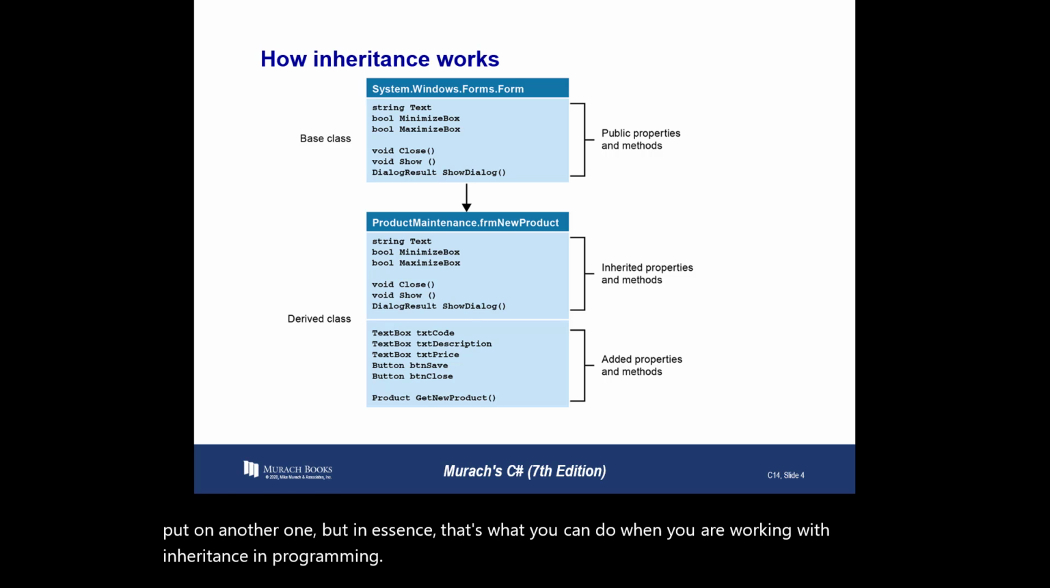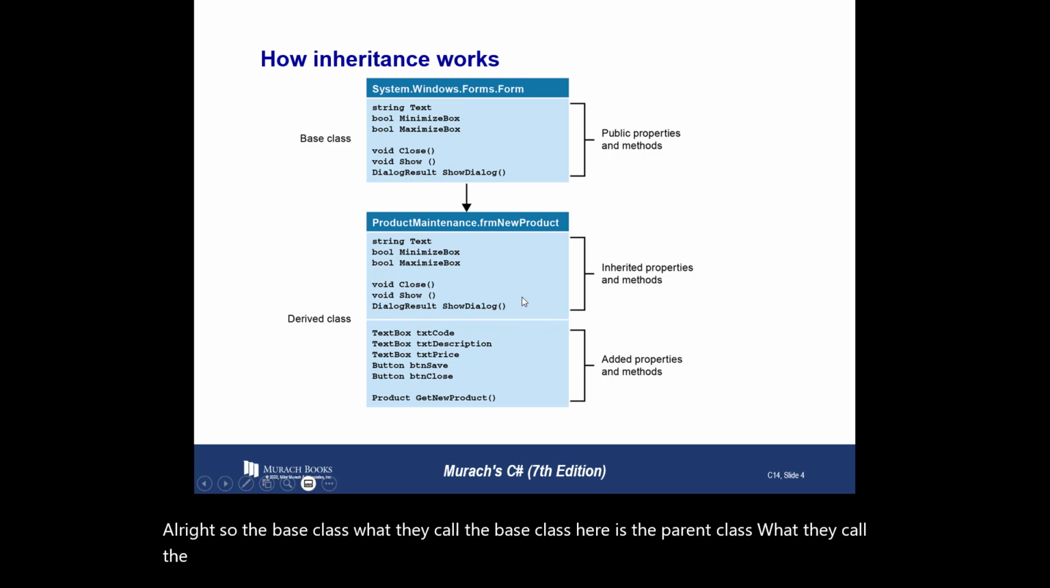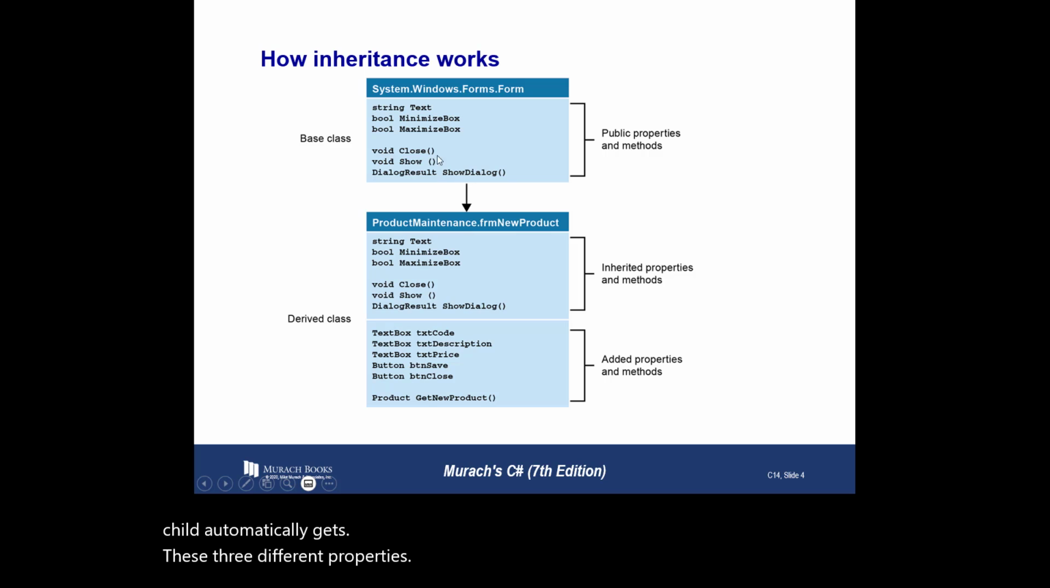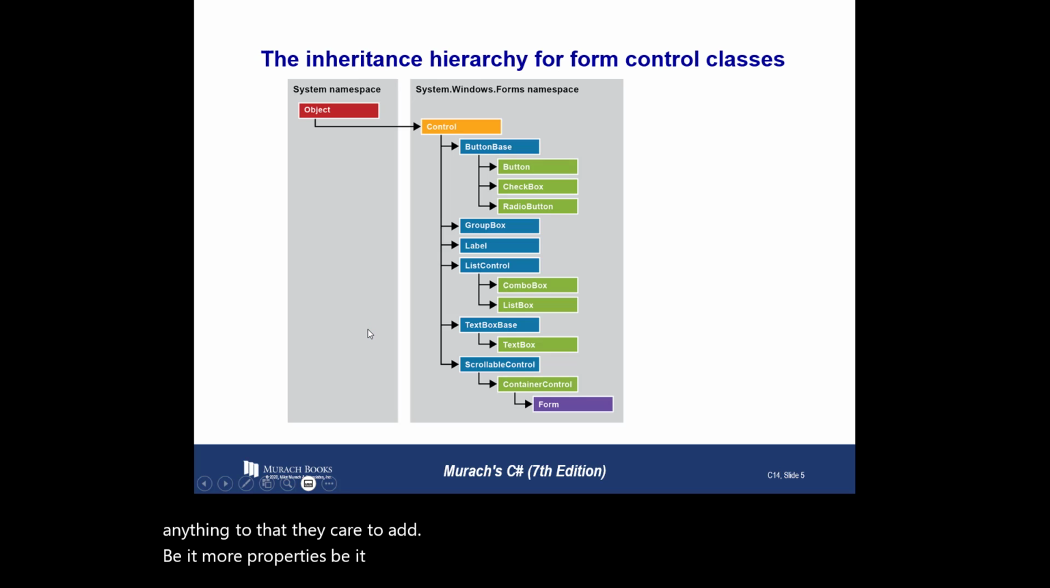So the base class is the parent class. What they call the derived class here is the child class. If I create a child from the parent, notice that the child automatically gets these three different properties, these three different methods, and then can add anything to that they care to add, be it more properties, more methods, or both.